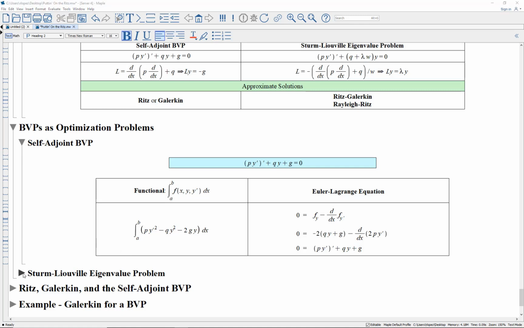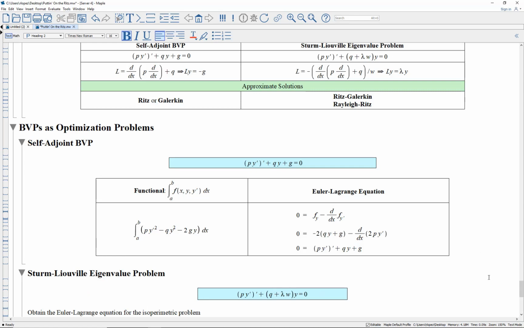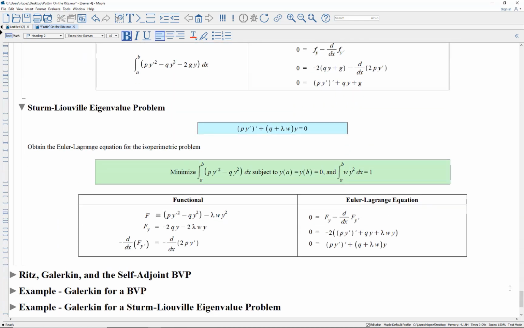Can we do the same thing for the Sturm-Liouville eigenvalue problem? This is the Sturm-Liouville differential equation when it's an eigenvalue problem. Well, if we minimize this functional subject to this constraint, we know how to do that. We write a new functional. We take this integrand and we subtract lambda times this integrand. And we apply the Euler-Lagrange equation to this new functional, capital F. So we need the derivative of this with respect to y. So you're going to get a minus 2qy from this term and a minus 2 lambda wy from this term.